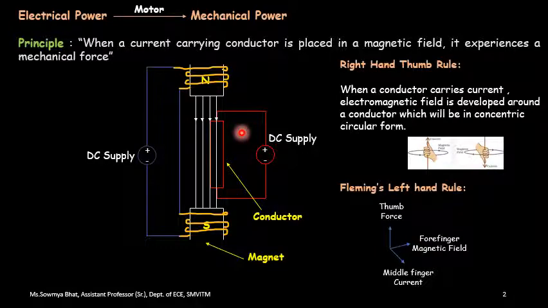Once I have the contribution of the flux from the current carrying conductor, as well as the flux from the magnetic field, which we call the main flux, there will be an interaction of two fluxes. The direction of the fluxes may be in the same direction, or in a different direction. If they are in the same direction, they will get added up. If they are in different directions, they will get cancelled out.